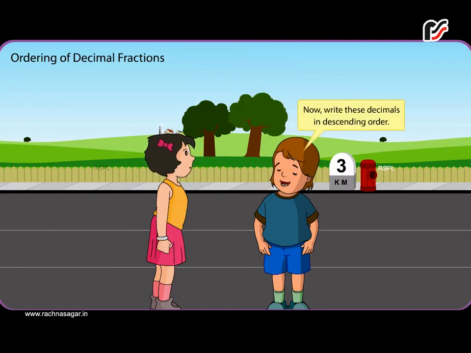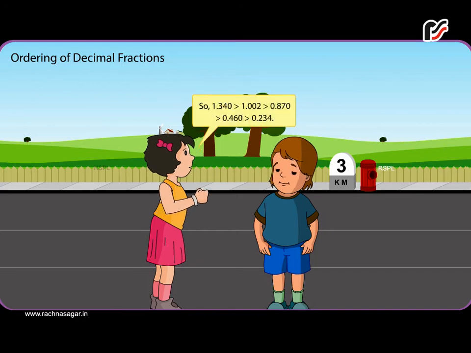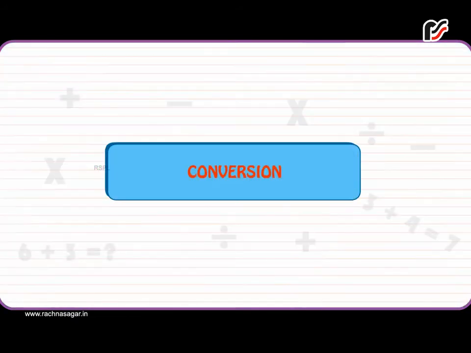Now, write these decimals in descending order. We know that arranging numbers from greatest to smallest is known as descending order. So, 1.340 is greater than 1.002, greater than 0.870, greater than 0.460, greater than 0.234.